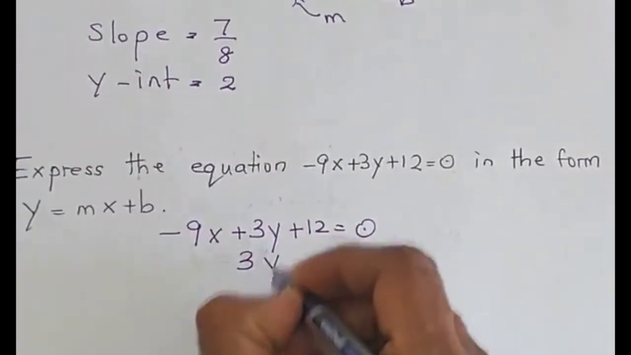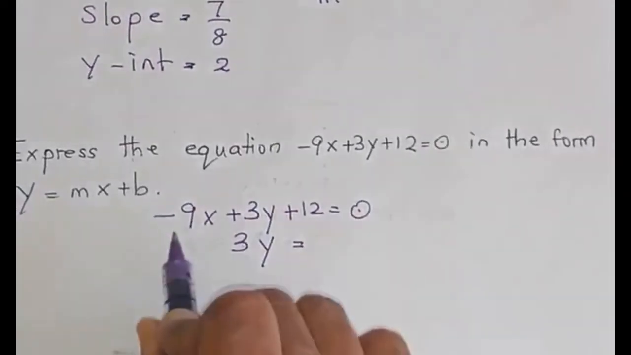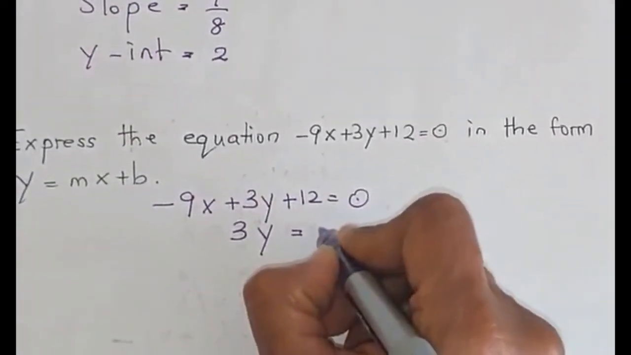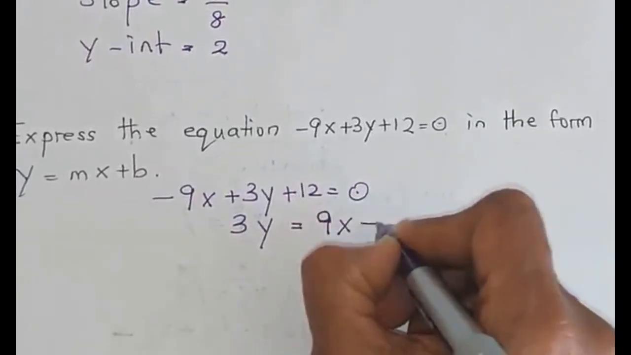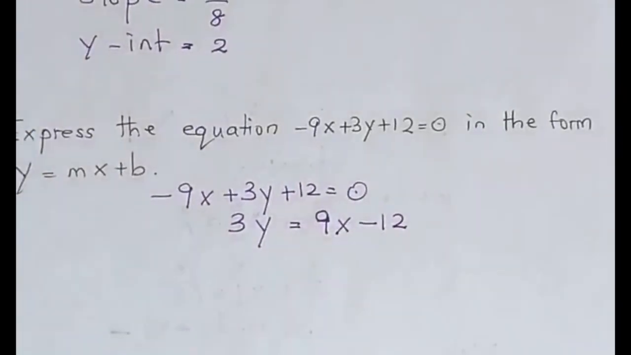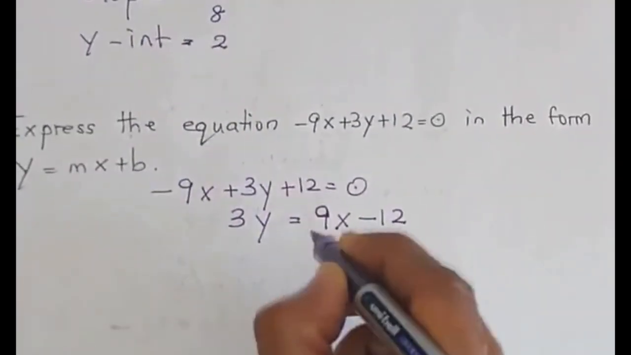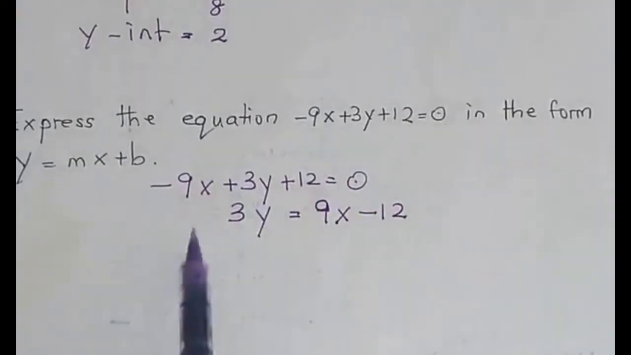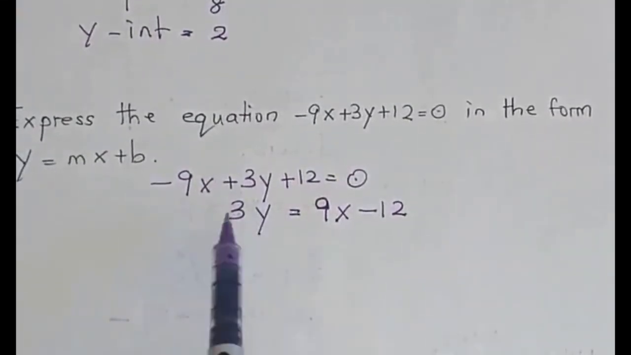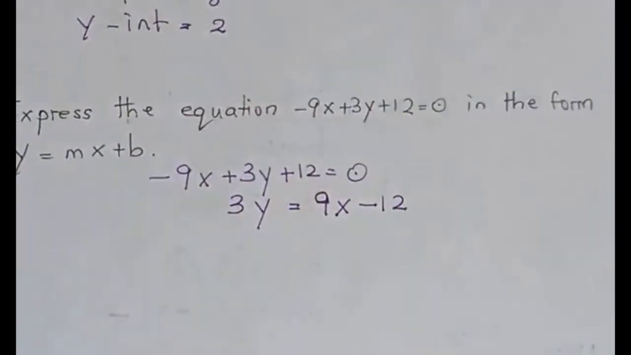So except for the y term, I'm going to be moving all the terms to the right side of the equation. Negative 9x, when it moves to the other side of the equation, is going to be positive 9x, and positive 12 is going to become negative 12. Now I have to isolate y. 3y equals 9x minus 12. So I'm going to divide the whole equation by 3 because it's getting multiplied here. When it moved to the other side of the equation, it's going to be the opposite operation, which is division.